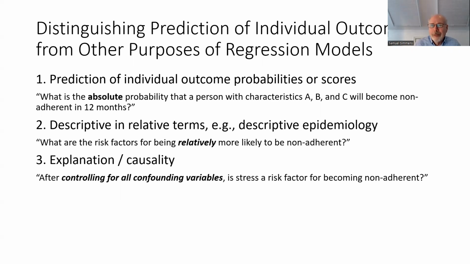If it's a prediction model, you can include variables that don't make any sense in terms of causality or even in terms of descriptive epidemiology. Here's just an example off the top of my head. Let's say you're doing a study to predict whether a patient is likely to become non-adherent on their HIV medication over the next 12 months.